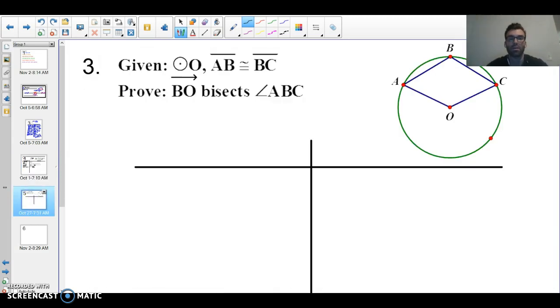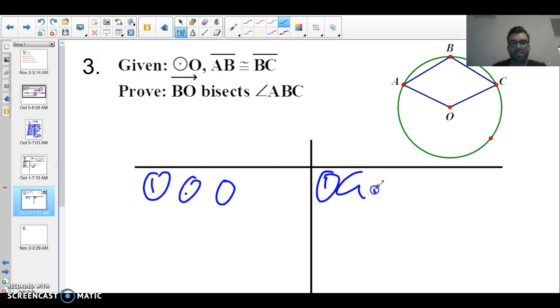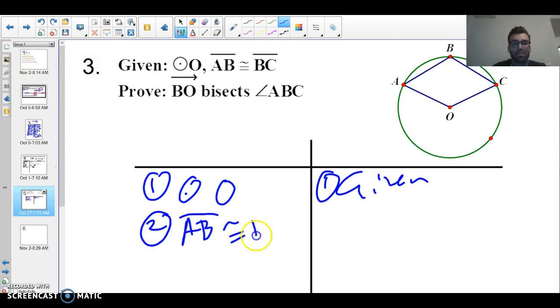Here we go. Number 3. All right, here's our last and final proof for the day. Try to hold back your tears, okay? This is your last proof with me for the week. Okay, so you're given circle O, so I'm going to write that circle O. That's given. You're given that AB is congruent to BC.